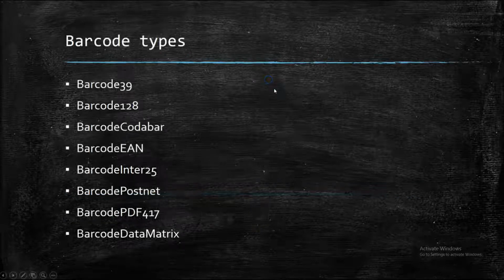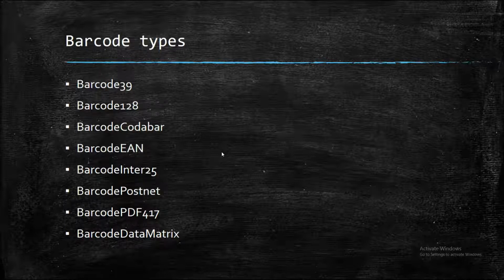So what are the different barcode types that we can put down using layouts? We have a few. We have some linear barcodes. We also have some 2D data matrix barcodes. Basically what we have here are barcode 39, 128, Codabar, barcode EAN, 125, barcode PostNet, barcode PDF 417, and barcode data matrix. So those are the main types of barcodes that we can use in our layouts.